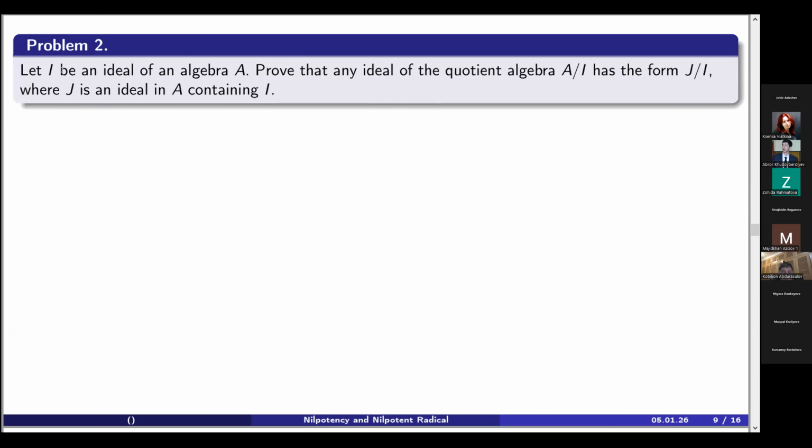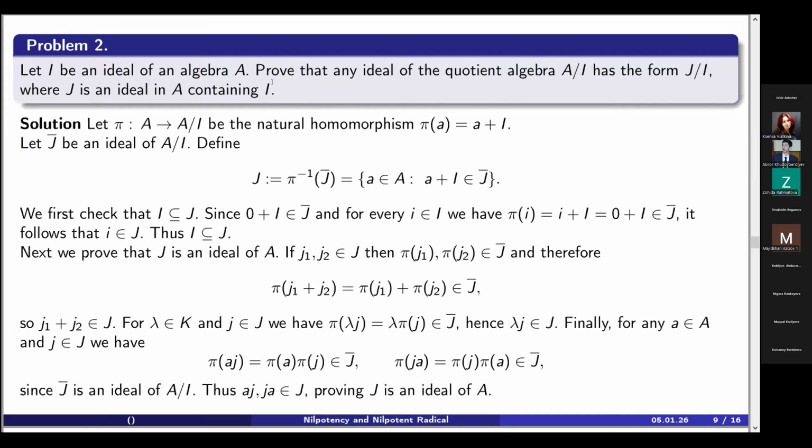Let I be an ideal of an algebra A. Prove that any ideal of the quotient algebra A/I has the form J/I, where J is an ideal in A containing I. Let P be the natural homomorphism from A to A/I, so P(a) is equal to a plus I.